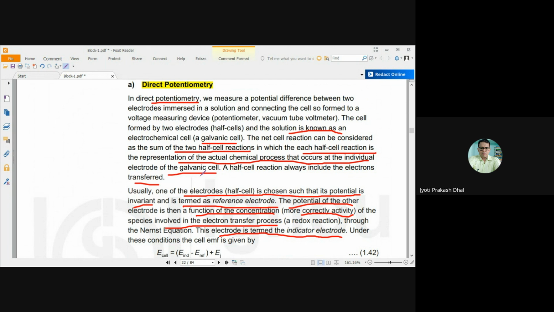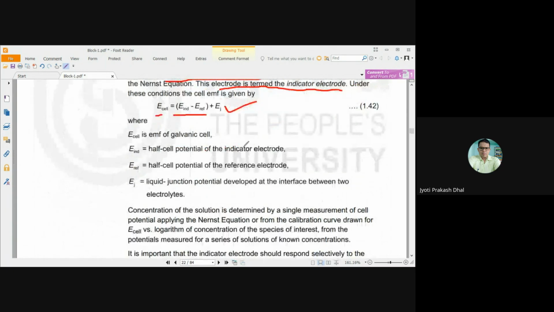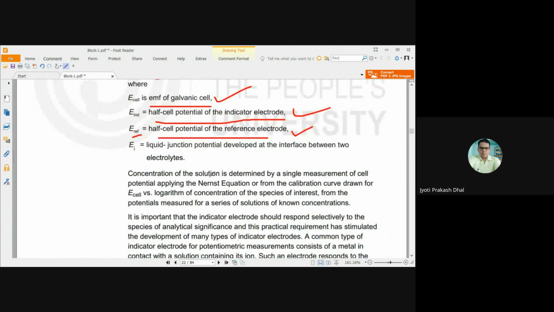Here, one half cell will act as the reference electrode, and the other half cell will act as the indicator electrode. Under this condition, E cell equals E indicator minus E reference plus E J. So E cell is the EMF of the galvanic cell, E indicator is the half cell potential of the indicator electrode, E reference is the half cell potential of the reference electrode, and E J is the liquid junction potential developed at the interface between the two electrolytes.